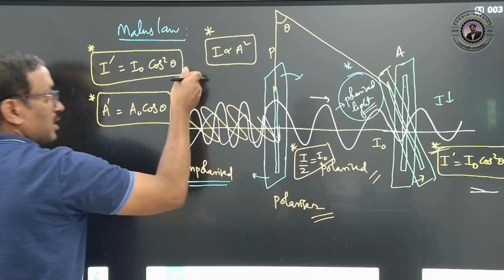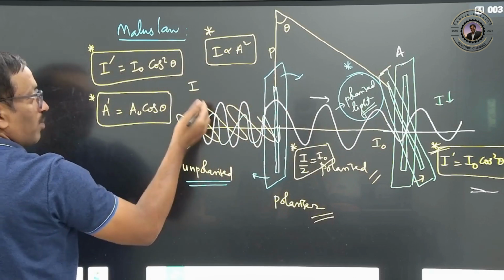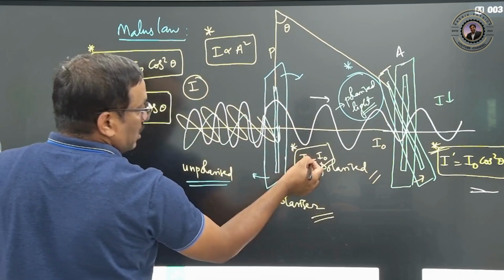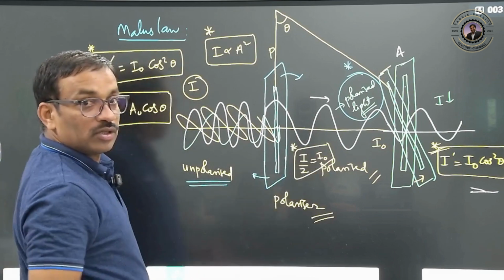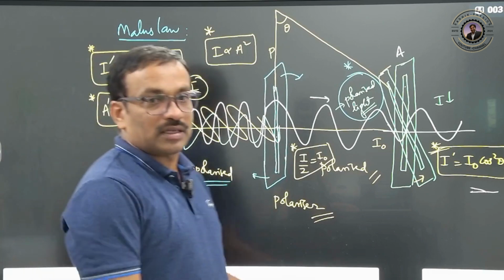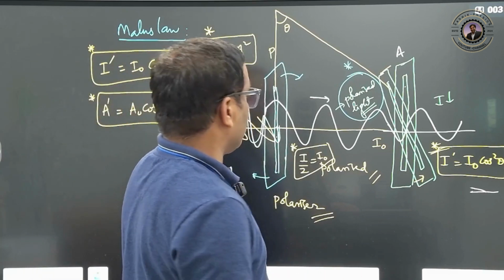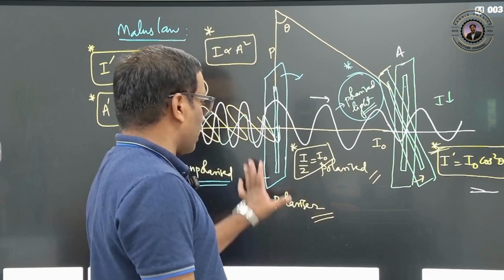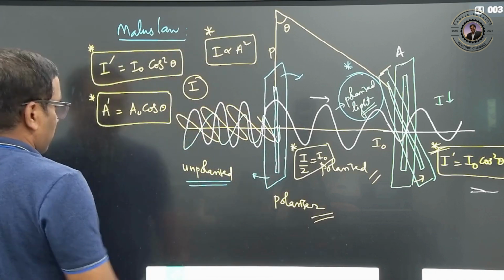Suppose you take this as the intensity of unpolarized light, this is nothing but I equals I naught by 2. So keep that in mind. If you do some questions, you can understand very clearly. Clear? So be careful, this will be the analyzer.